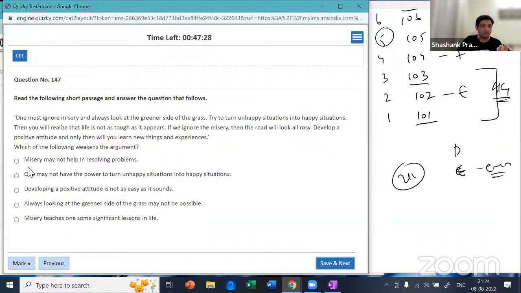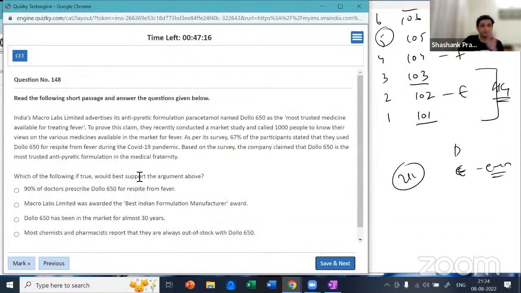Misery may not help in resolving problems. Okay. One may not have the power to turn unhappy situations into happy situations. Positive attitude is not as easy as it sounds. Okay. Always looking may not be possible. Misery teaches once. Yeah, perfect.